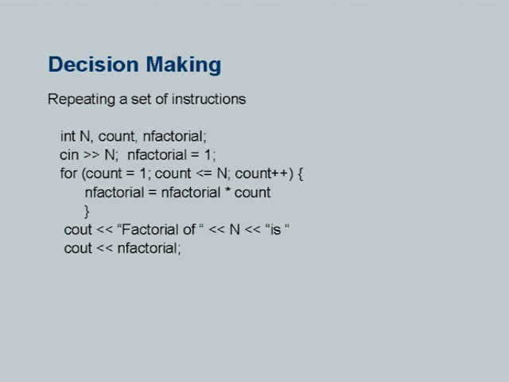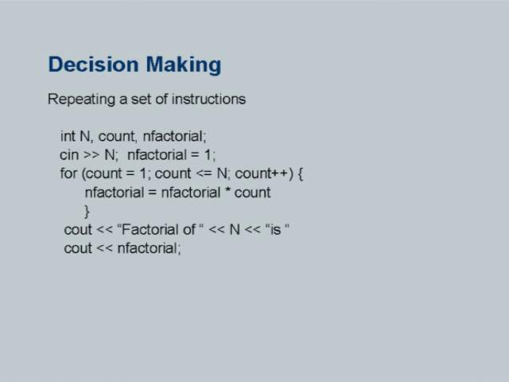What I do now is I have a very peculiar kind of instruction for my C++ Dumbo, which says for (count = 1; count <= n; count++). This for instruction says that, just like in that if statement, after this decision making block, it is not a simple decision, yes or no, there is a block of instructions given. What is that block of instruction? n factorial is equal to n factorial multiplied by count.